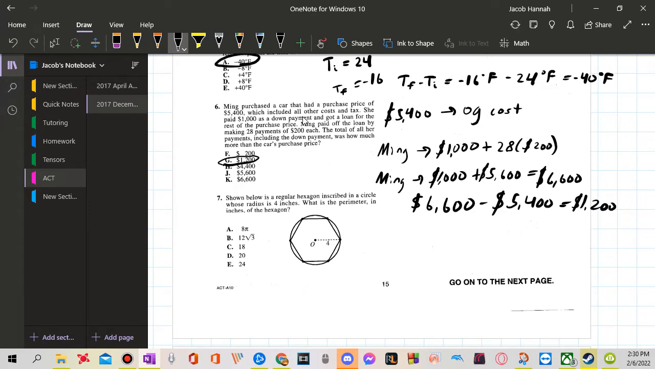Shown below is a regular hexagon inscribed in a circle, whose radius is 4 inches. What is the perimeter in inches of the hexagon? Alrighty. So, what is it?